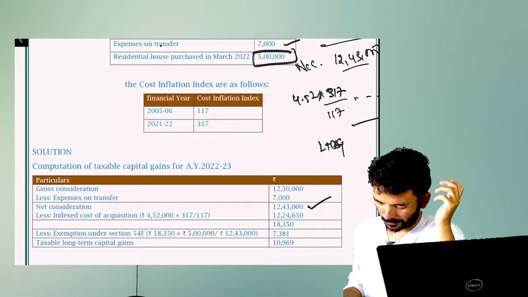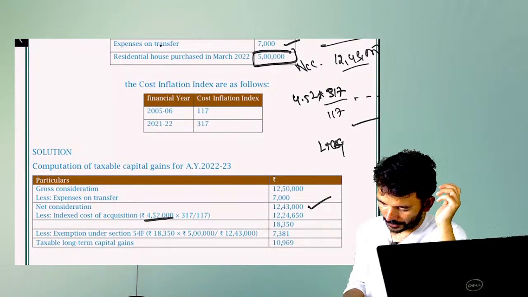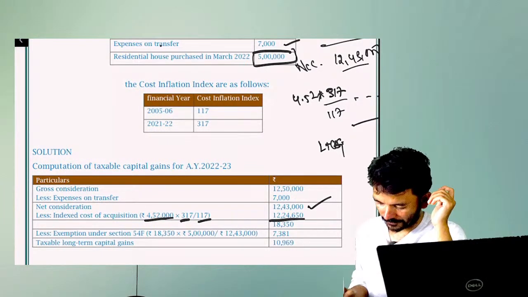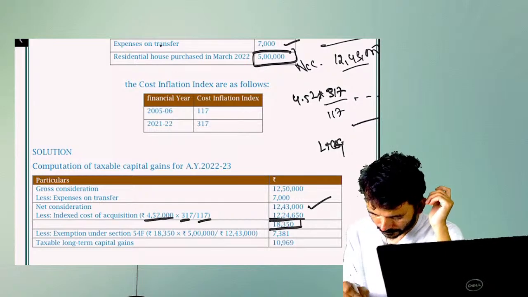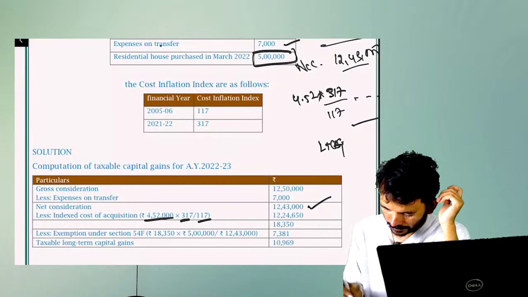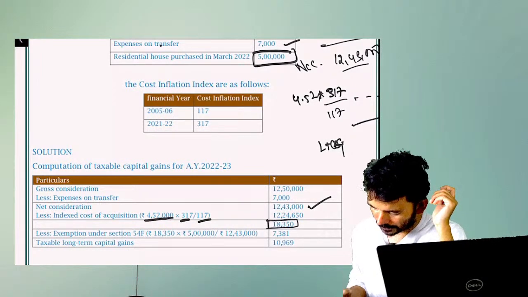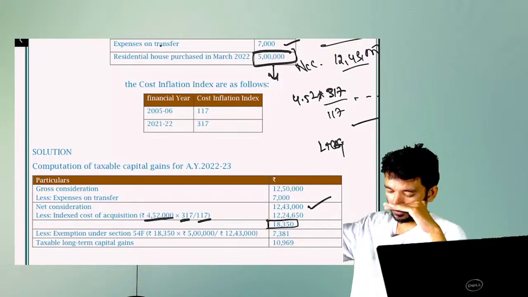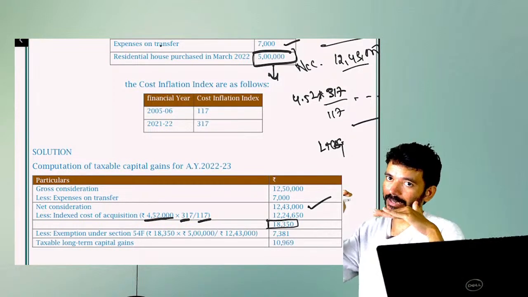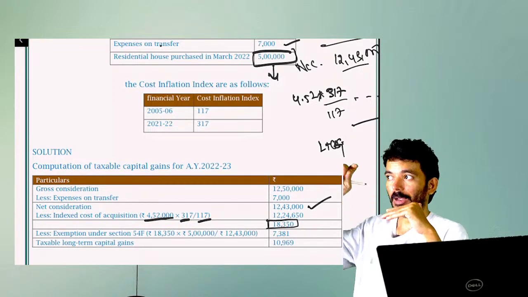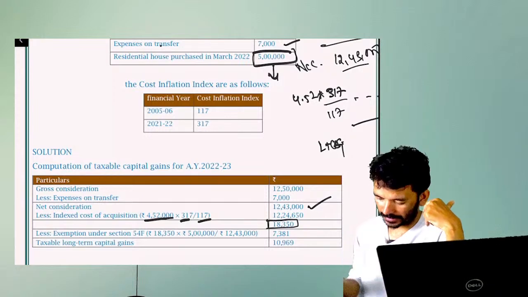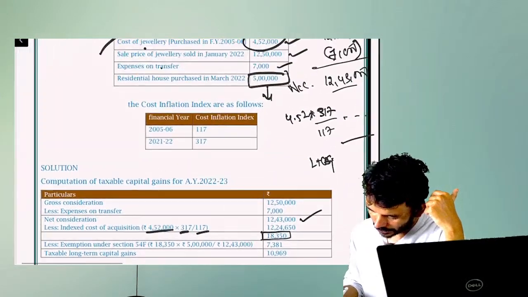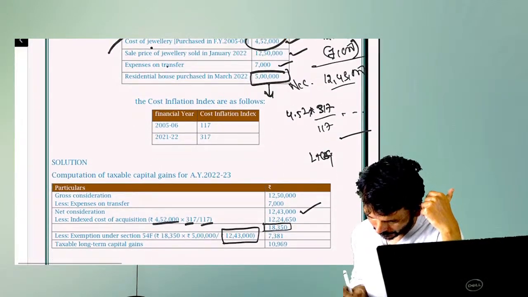12,43,000 is the net consideration, that's what we got, and indexed cost of acquisition 452 multiplied by 317 divided by 117, so you are getting 12,24,650. 18,350 is your capital gain, but you are purchasing another house for 5 lakh. You think that 5 lakh is more than 18,350. Don't compare your capital gain with the new house purchase. You compare this new purchase with your net sale consideration, which is 12,43,000. I'll repeat once again.